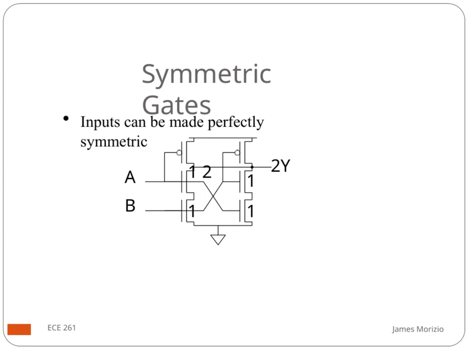Here we're looking at symmetric gates, which are designed so that their inputs can be perfectly symmetric. This means that the behavior of the gate remains consistent no matter how the inputs are arranged. For example, if you swap inputs A and B, the output stays the same. This symmetry is important in circuit design because it ensures predictable and reliable operation. The numbers you see here illustrate how the inputs relate to the output in a balanced way, reinforcing the concept that the gate treats inputs equivalently. Understanding symmetric gates helps us design more robust and efficient digital systems.